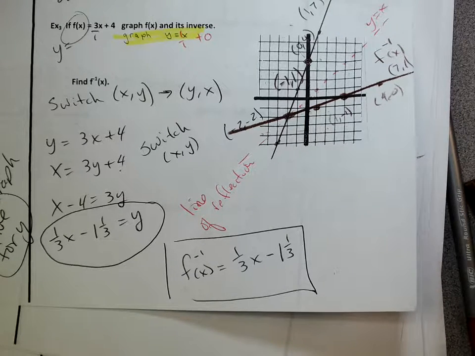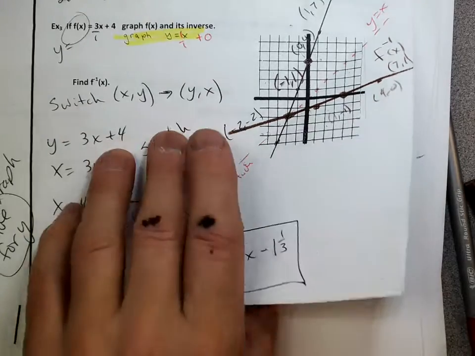Thumbs up? Okay, so recap real quick. To do an inverse, I switch x and y's, right? In order to find the equation, same thing, I switch the x and y's. And then solve for y, okay? Turn the page.